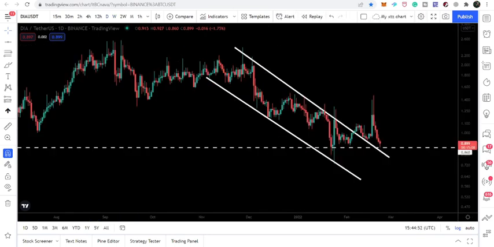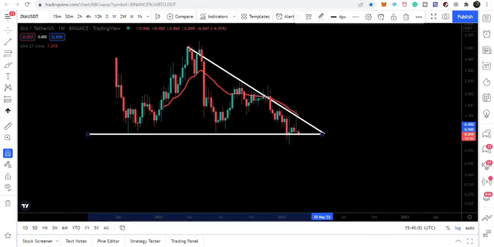So we can expect that after breakout of this channel, now the price line is testing the support and the support of the triangle as well. And after testing this support, it can move up and make another attempt to break out this resistance of this descending triangle, because the movement is very squeezed now.